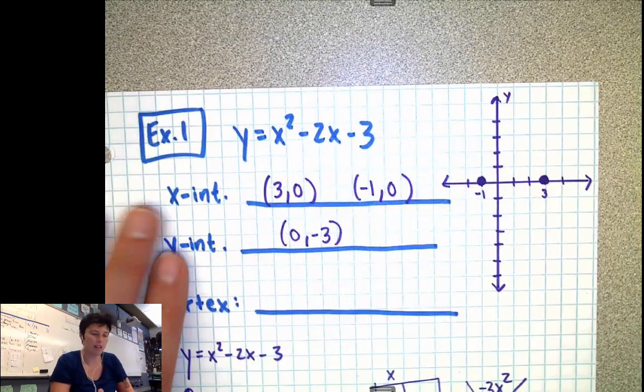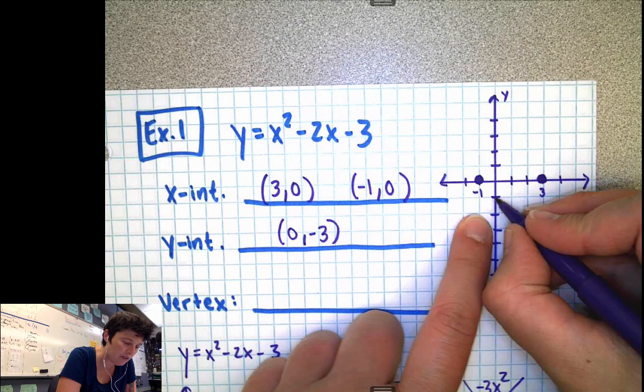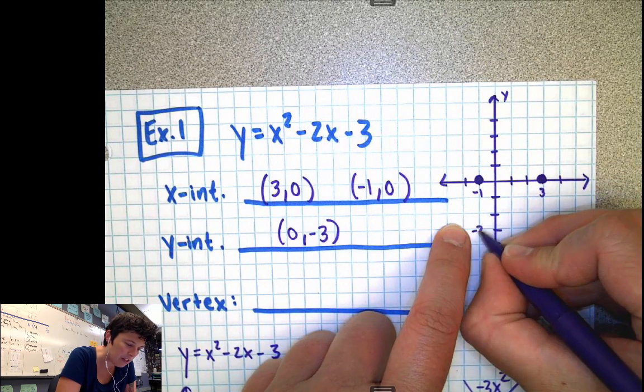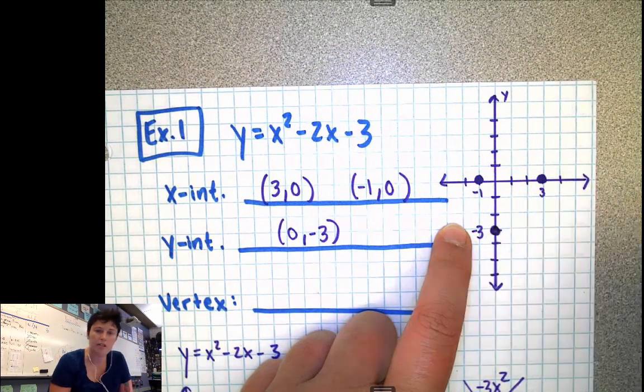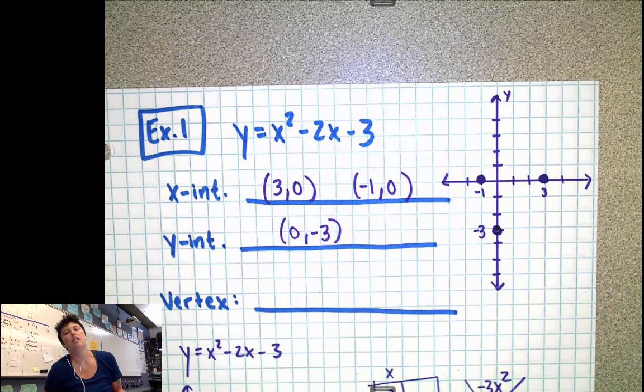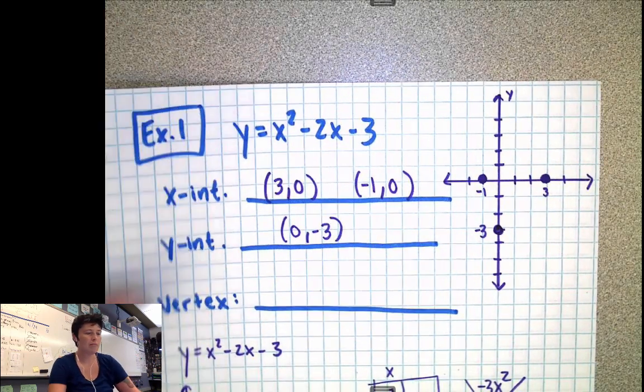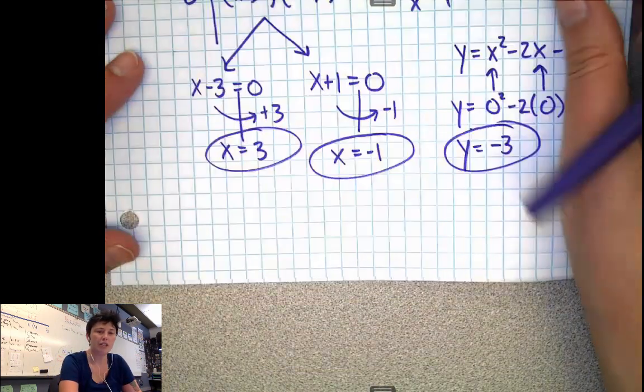All right, that's really helpful. So 0, negative 3 would be 1, 2, 3. That'd be right here. There's my y-intercept. So we're slowly piecing this graph together. I still have one more thing. I still need to find my vertex, but then I'm going to be set. So I'm going to go down below, and now I'm going to do my vertex work.